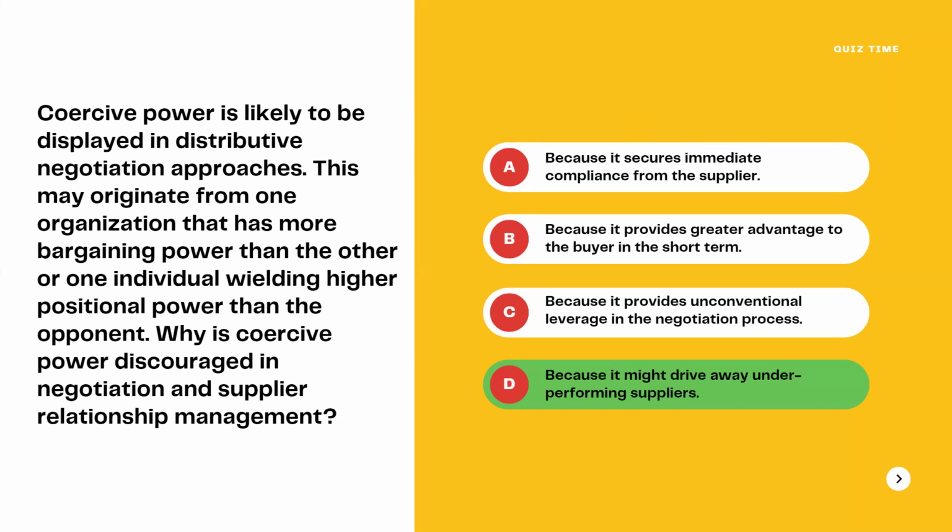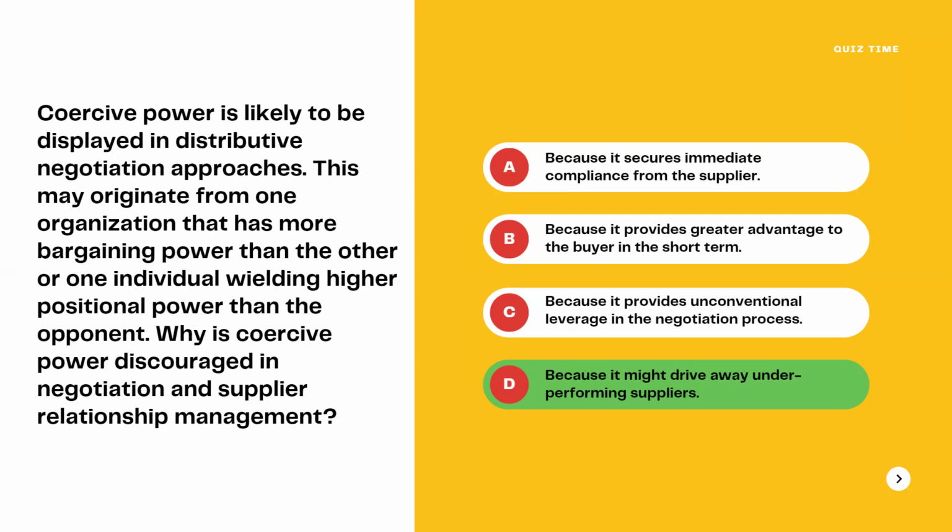So you can ignore most of the question here and focus on the final sentence. Why is coercive power discouraged in negotiation and supplier relationship management? Okay, so option A reads: because it secures immediate compliance from the supplier. Right, very fair point. But compliance is good, right? We need some compliance from the supplier, and they need to perform the contract. That's good. Why should it be discouraged? No. So A is about the advantage. It's about an advantage of coercive power, and luckily no one said this.